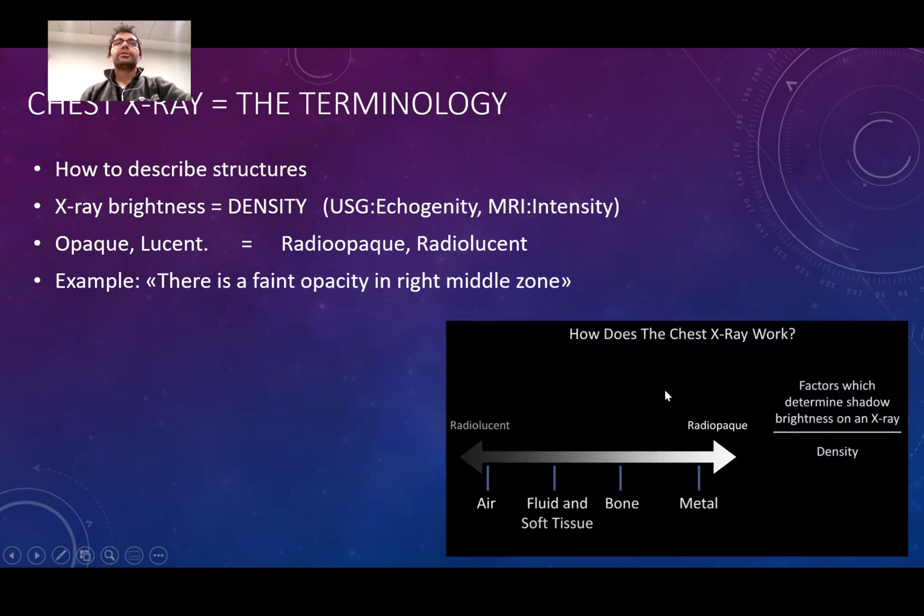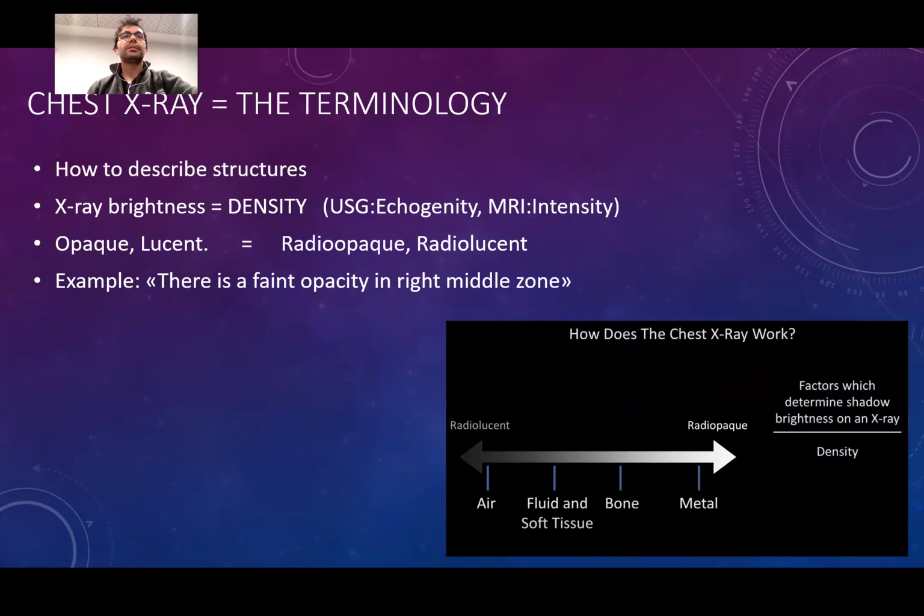So the terminology of chest X-ray is pretty basic actually. When the X-ray penetration is less, the brightness of the image increases. We call it density in X-ray. In ultrasonography, we call it echogenicity. In MRI, we call it intensity. I will not ask this question, don't worry.